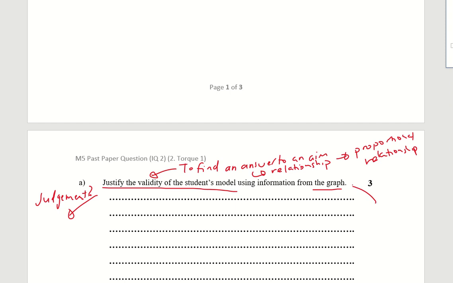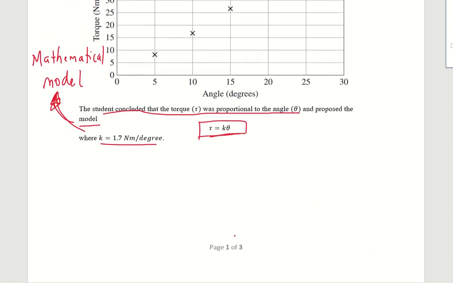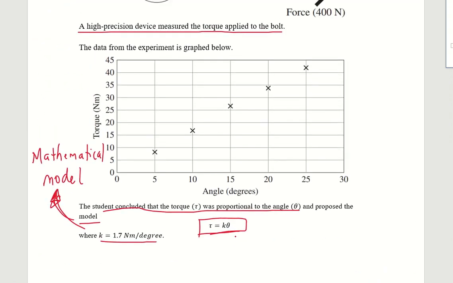And then the last bit we need to look at is from the graph. So use the graph. If you don't use the graph when you explain this, you won't get the mark. Simple as that. But if you're able to make your judgment, justify it, and then talk about it in terms of the graph, then that'll be ideal to get 3 marks. Okay, let's start with this. Now, firstly, the student concluded that the torque was proportional to angle.